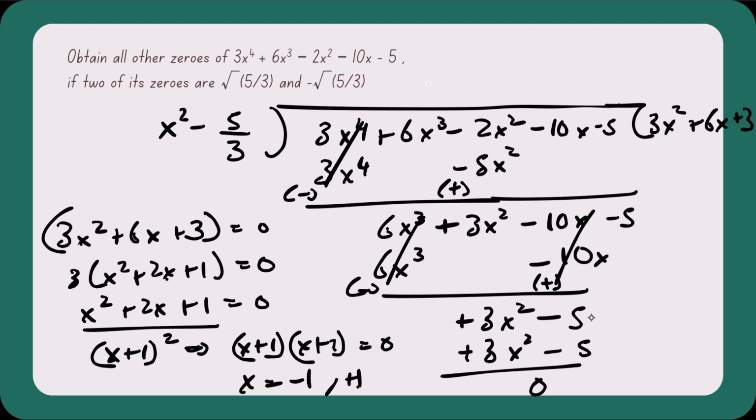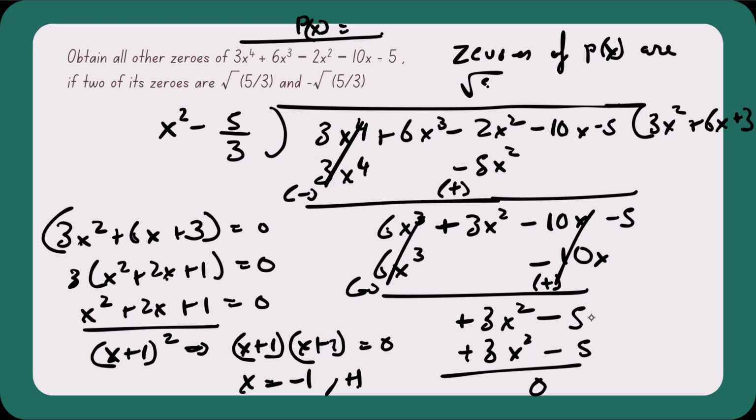What are the remaining zeros? All our zeros are zeros of p of x. So you can write, if you want, this is equal to p of x, okay? p of x is equal to 3x raised to 4. So instead of repeating this, you can always write p of x is equal to 3x raised to 4, 6x cube, minus 2x square, minus 10x, minus 5. Then you can write in the last statement what? You can write and say the zeros of p of x are, what are they? We have the zeros we already know, root of 5 by 3, minus root of 5 by 3.